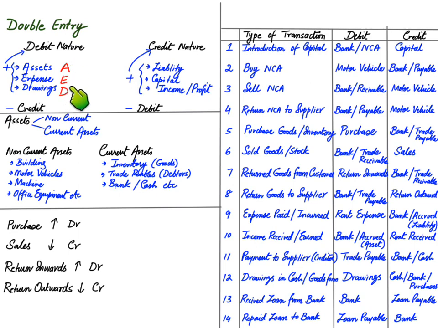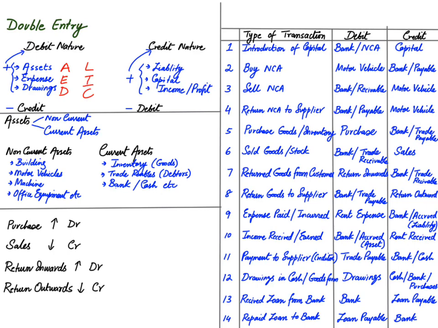Now what does Arab Emirates Dirham stand for here? A for assets, E for expenses, and D for drawings. So we can remember that AED is debit. Arab Emirates Dirham is always debit, meaning asset, expense and drawing have a debit nature. Whenever asset, expense and drawing go up, these are always debited.